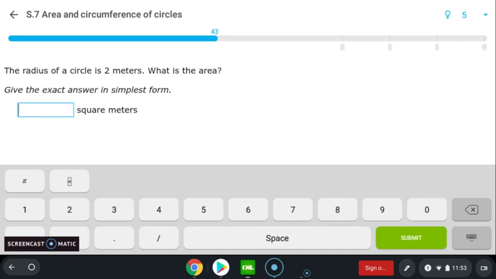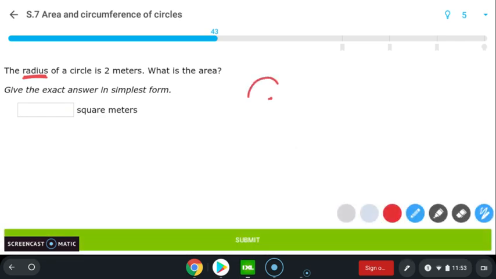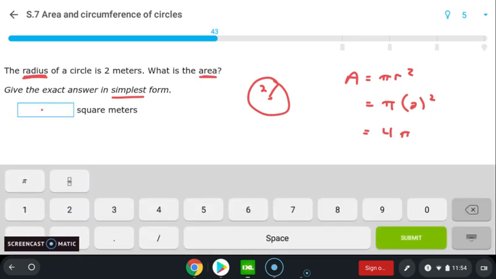Now they don't give us a picture, they just give us words, so we'll have to read carefully for what they give us. So we're told the radius of a circle is 2 meters. So if you've got this circle, we know the radius is 2 meters. And then we want to know what is the area. So looking for the area formula, it's pi r squared. Again, it's in simplest form, so we leave pi as it is and just do the radius. So 2 squared is 4, and our final answer should be 4 pi.